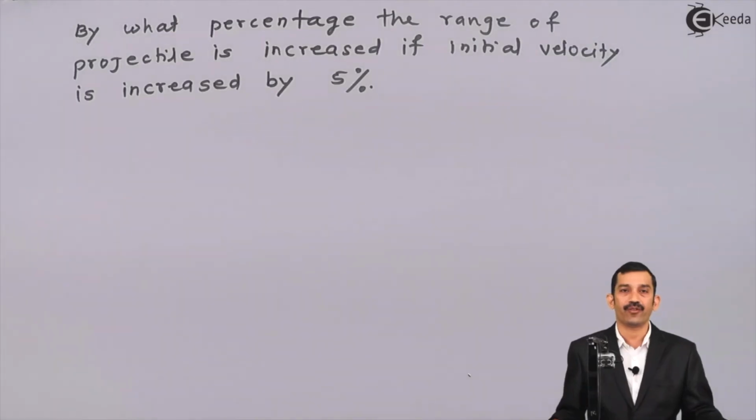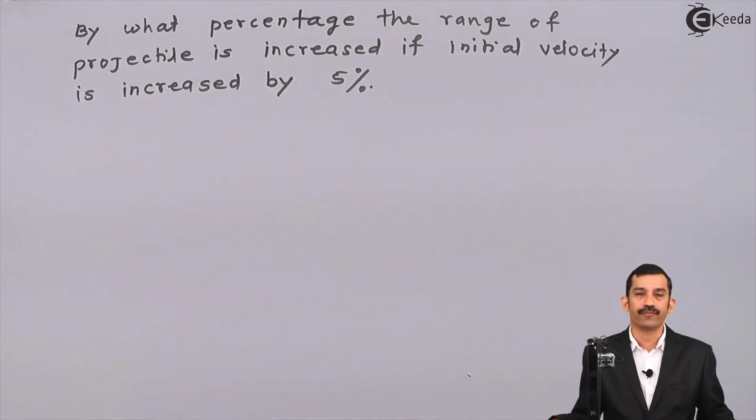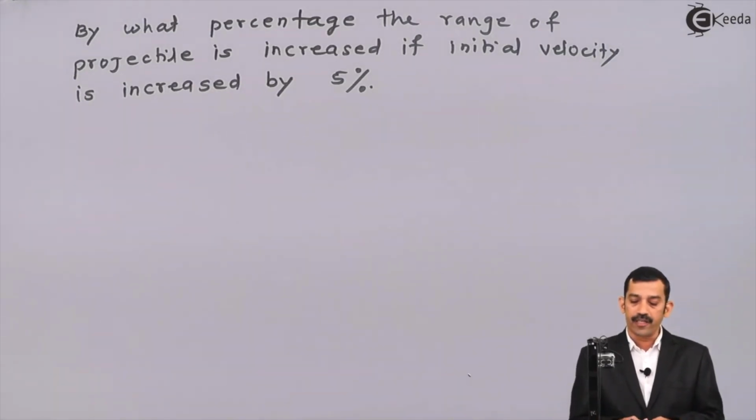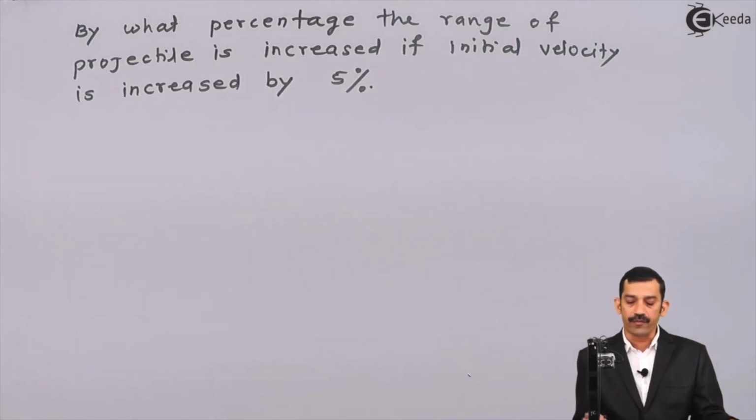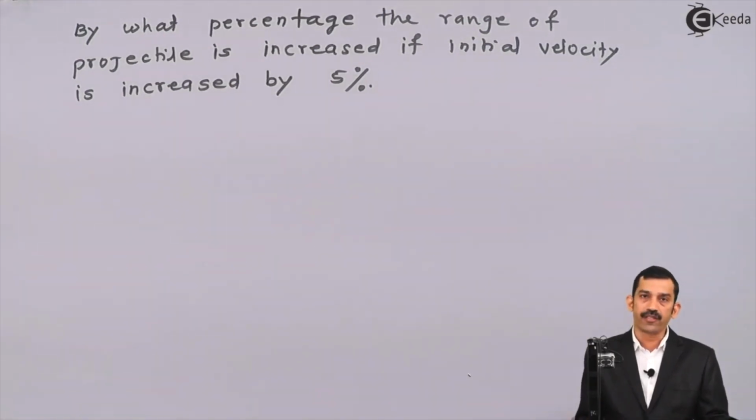Hi friends, let's solve a problem on projectile motion. Let's see what is given in the problem. By what percentage is the range of a projectile increased if the initial velocity is increased by 5%? See here, nothing else is given. That means the initial velocity is not given, and the angle of projection is not given.